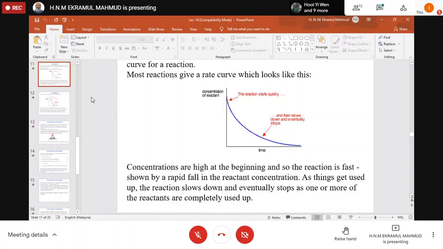Concentrations are high at the beginning of the reaction, and so the reaction is first shown by a rapid fall in the reactant concentration. Initially, the reaction will go fast when it starts. After that, with the formation of the product and going to reach the equilibrium, it becomes slow. Okay?